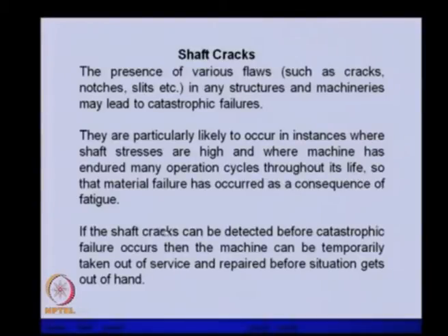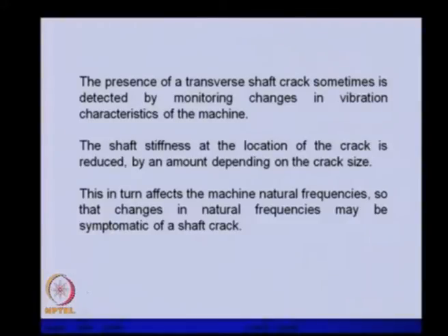In the shaft cracks, again I am repeating, if the shaft cracks can be detected before catastrophic failure occurs, then the machine can be temporarily taken out of service and repaired before the situation gets out of hand. The presence of a transverse shaft crack is sometimes detected by monitoring change in the vibration characteristics of the machine.